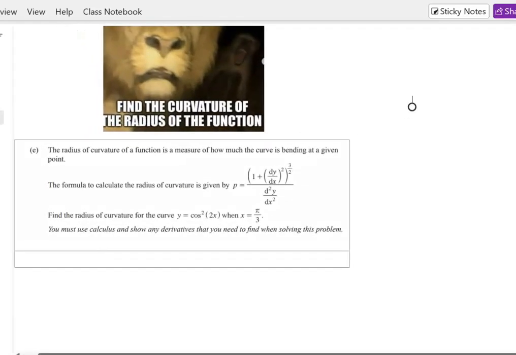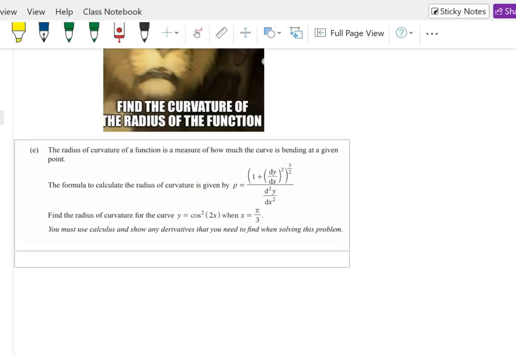This question I think is straightforward if you are confident with your trig identities. It looks disgusting, but it's actually one of those ones where it basically tells you what you have to work out. So you don't have to think very hard, you just have to get on with the differentiation.